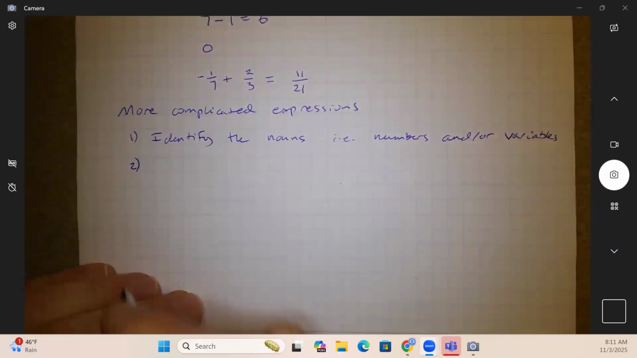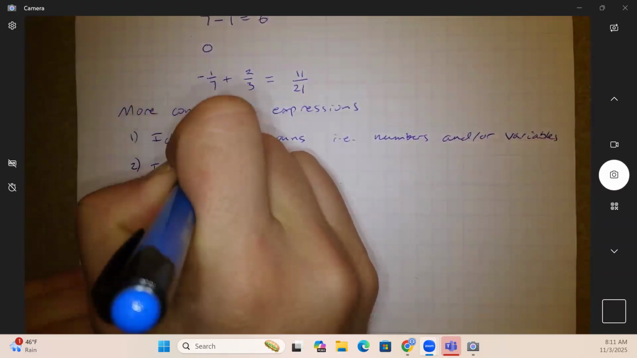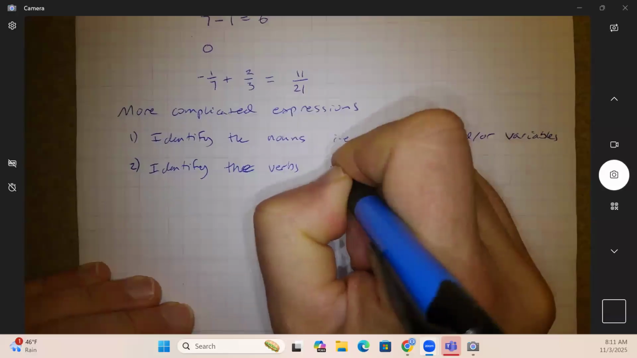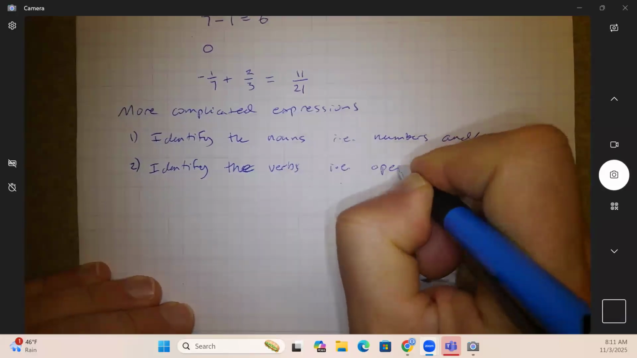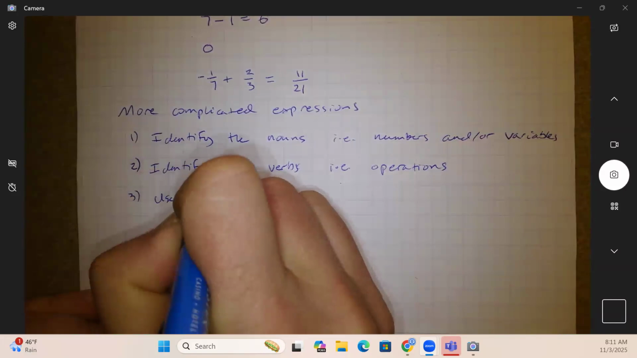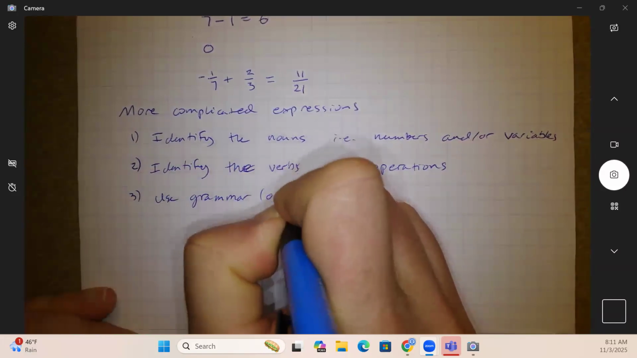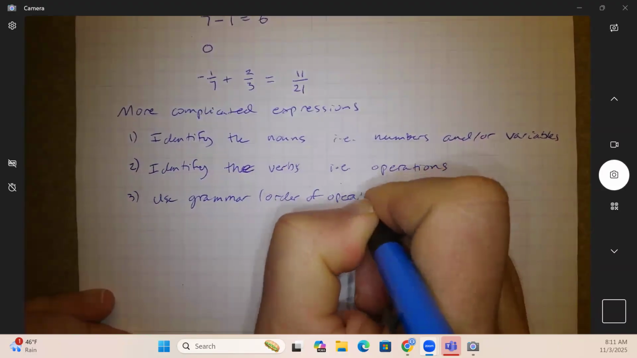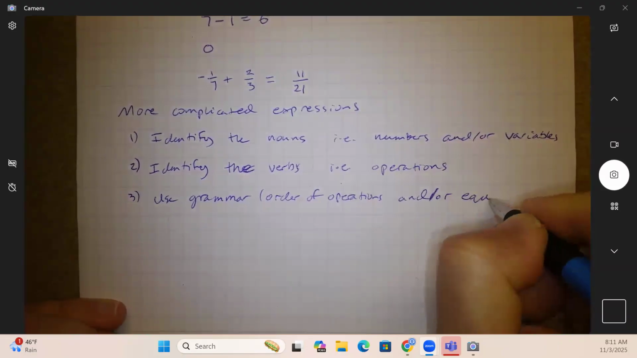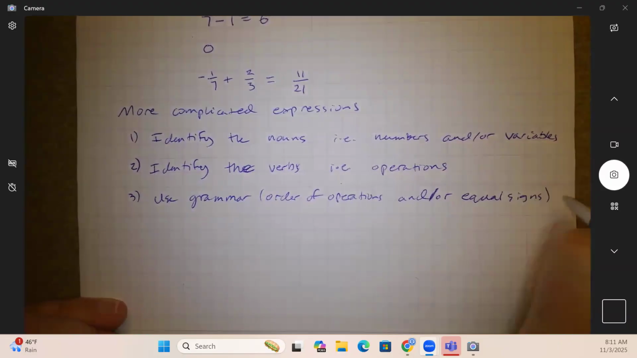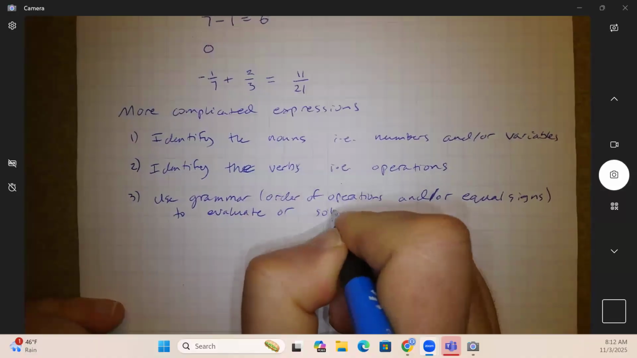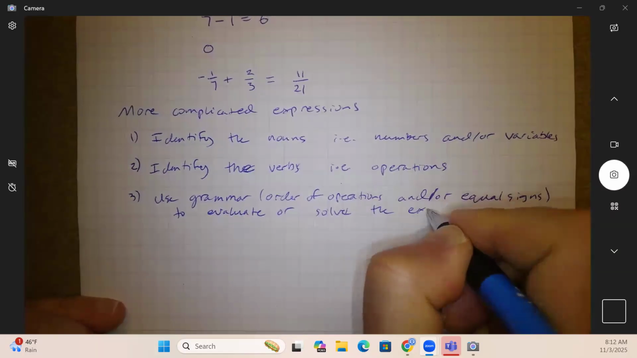So identify the nouns, identify the verbs, i.e. the operations, and then use a grammar, which is order of operations and/or equal or inequality signs to evaluate or solve the expression.